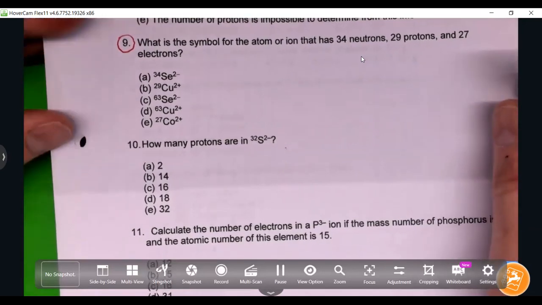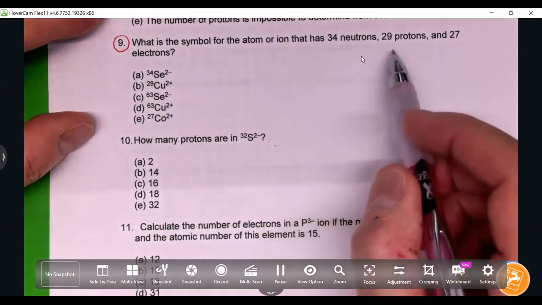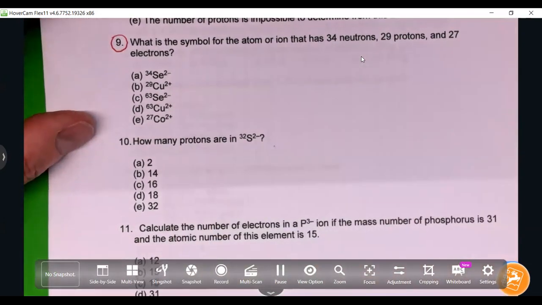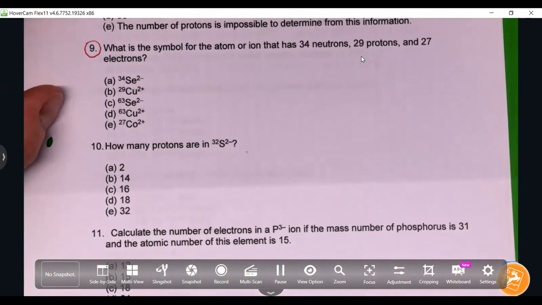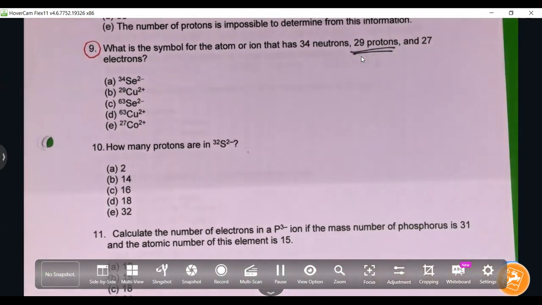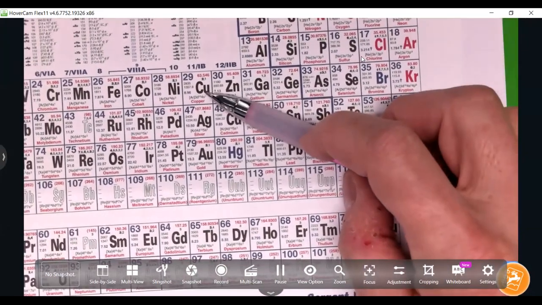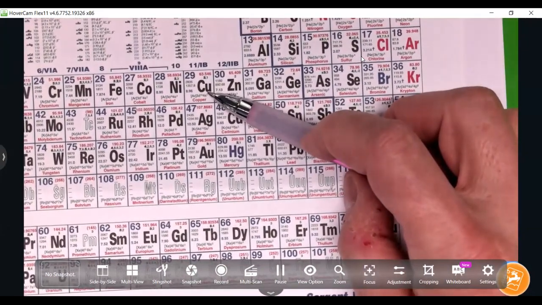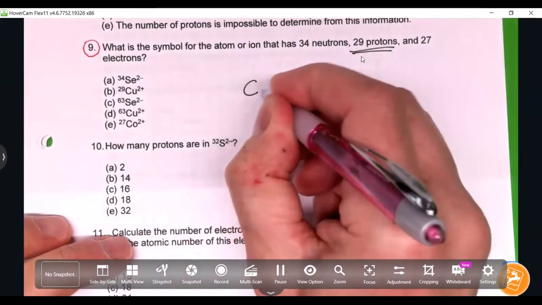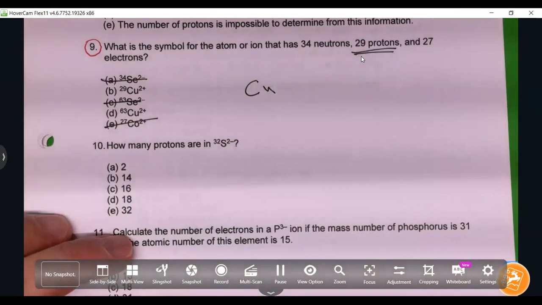All right, let's do this question here. What is the symbol for the atom that has 34 neutrons, 29 protons, and 27 electrons? So this is number 9 on our take-home quiz. So 29 protons gives us what element? 29 protons gives us copper, right? So we know we've got copper. We know we can cross out those 3 already.